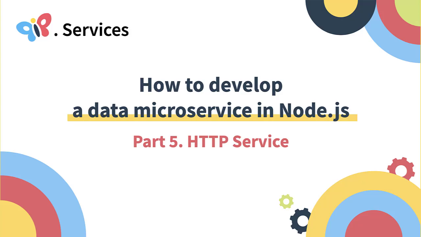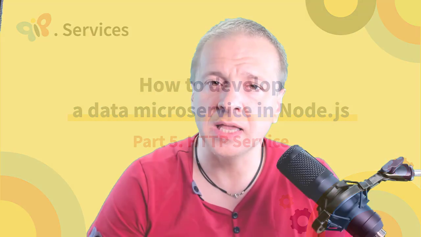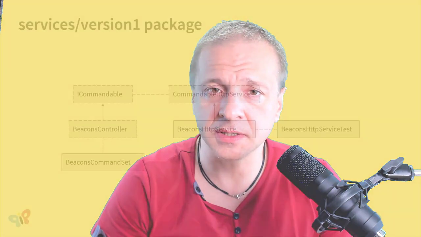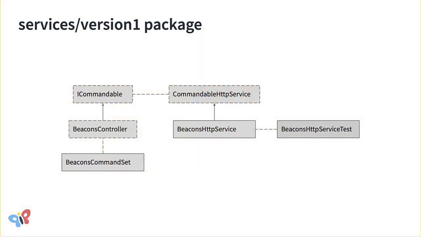On the previous steps, we added persistence and business logic to our microservice. Now we are ready to expose that functionality to external consumers. And in the industry, there are several popular protocols to call microservices. That includes HTTP REST and gRPC. It's not hard to implement those protocols using Pip.Services toolkit, but I want to show you an even easier method.